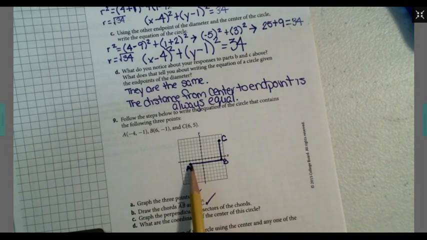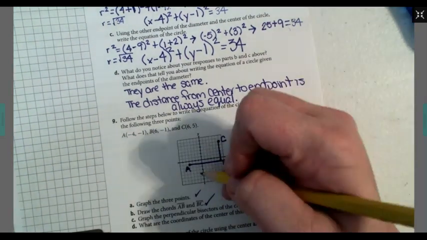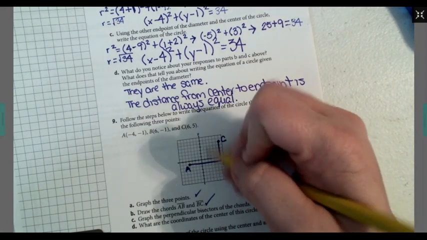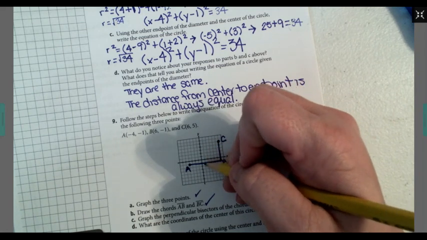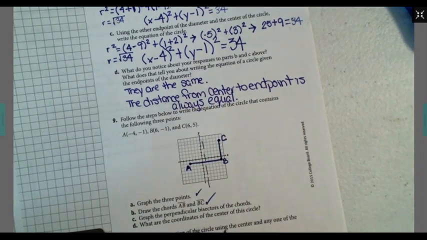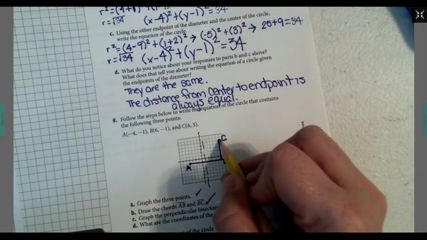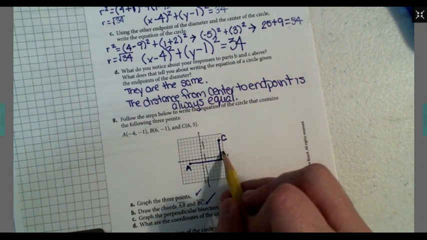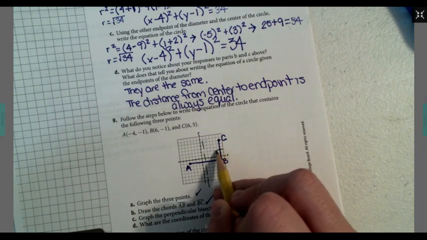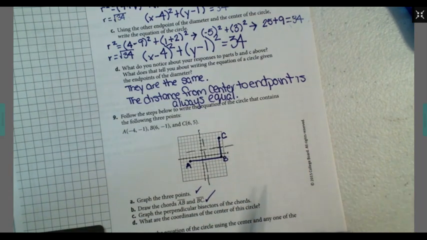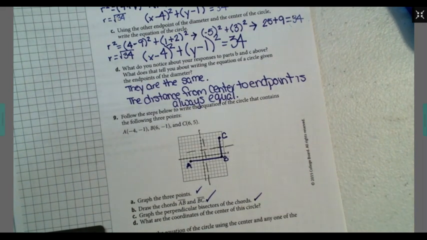Okay, well, this distance from here to here is 10, so halfway would be 5. Well, if this goes horizontal, the bisector perpendicular is going to be vertical. So perpendicular bisector is going to be here. Okay? This distance from here to here is 6. If this is vertical, perpendicular is going to be horizontal. So we're going to cut at 3. Something like that. Okay, so I've graphed the perpendicular bisectors of both chords.